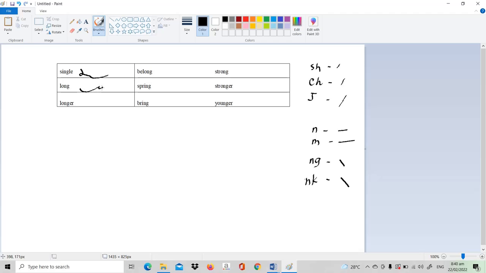Next, long. So we have L, O. Ulit. L, O, N, G. L, O, N, G. Meron pa rin tayong, dapat kita pa rin yung O doon. Ulitin natin. L-O-N-G. Yan. Next, longer. L-O-N-G-R.